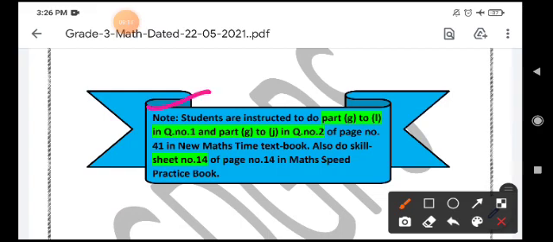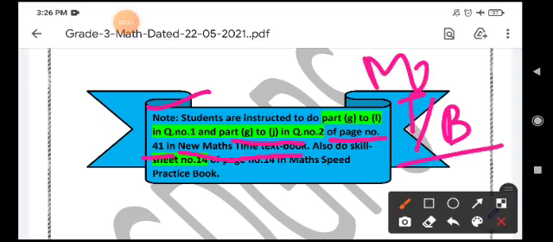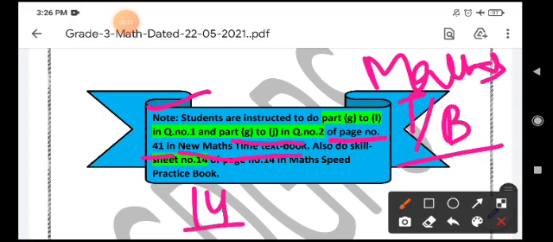Students are instructed to do parts G to L of question 1, of page number 41 in the New Maths Time textbook. This is textbook work you are going to do in your New Maths Time textbook. Also, you are going to do skill sheet number 14, that is page number 14 in the maths speed practice book. This was all for today.